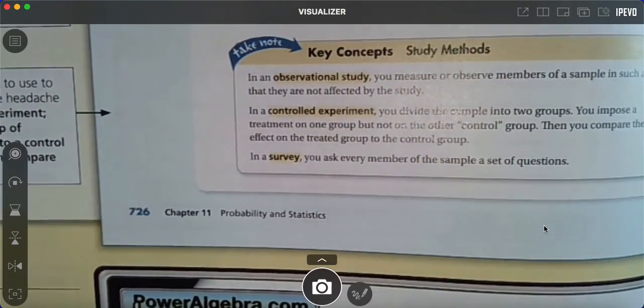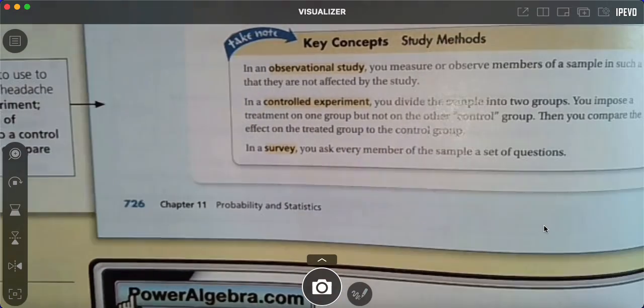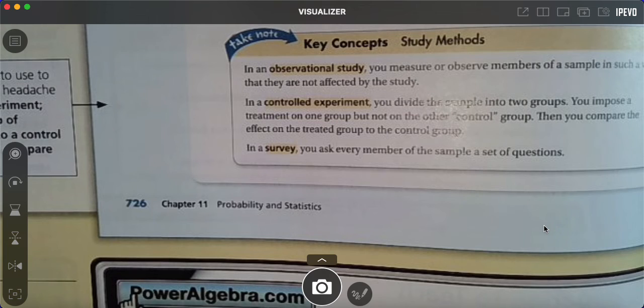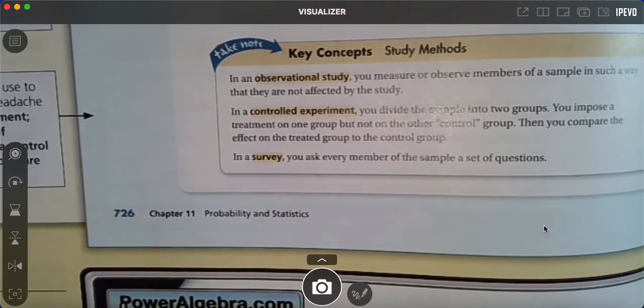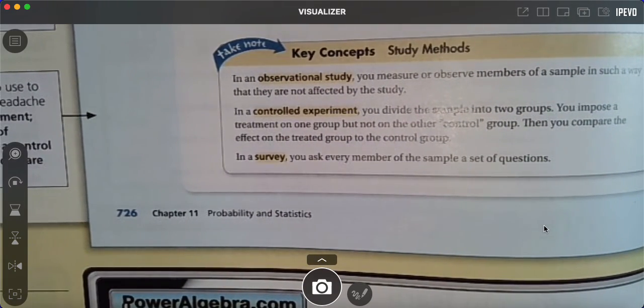There we go. Observational. What do you think that means without even reading that? What does observational mean? It means that we observe. You watch something that's going on. You observe members, and they're not affected by the study. You're just watching them and you write down results, right? It doesn't affect anybody.